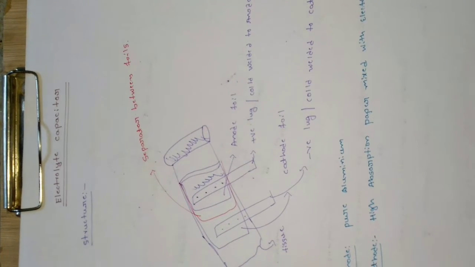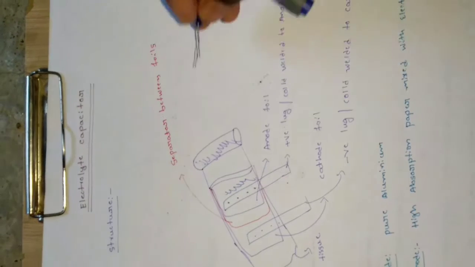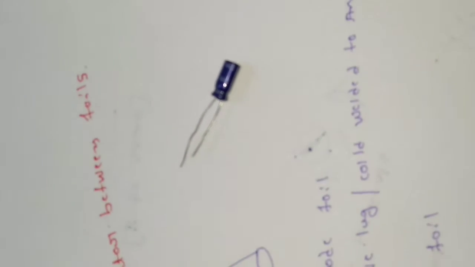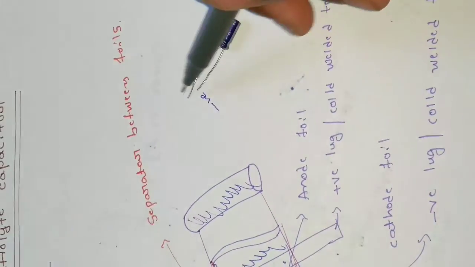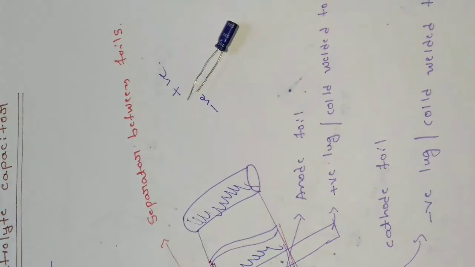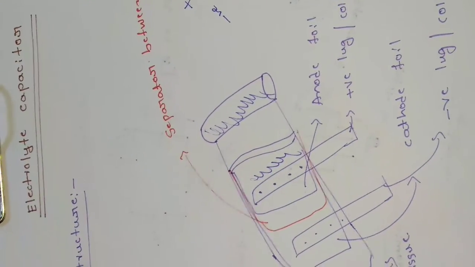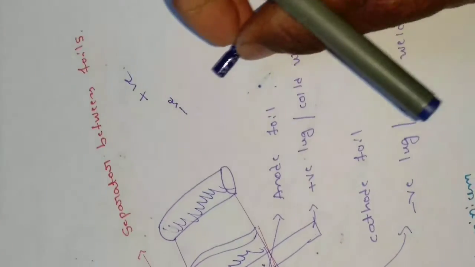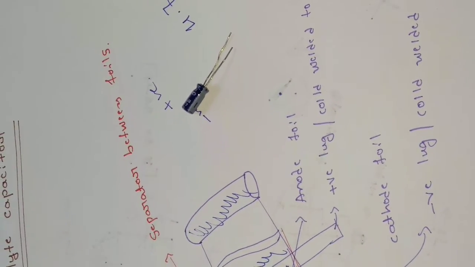Now the question arises, how will an actual electrolyte capacitor look like? For that we are having a capacitor here. This is how an actual capacitor is, and it has got two leads. The first one is the negative, which is having lower length, and the second one is the positive, which is having a higher length. This capacitor has got a value of 4.7 microfarad.